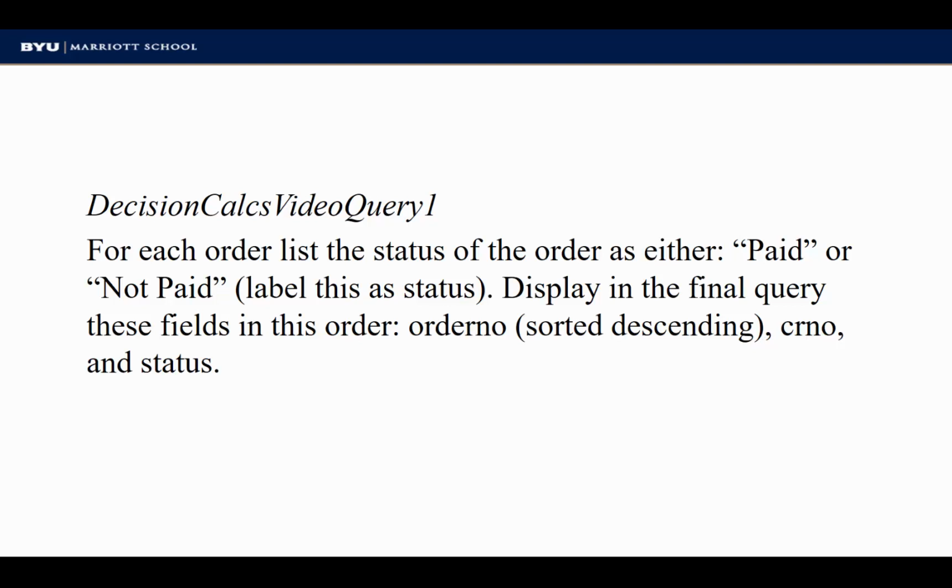For each order, list the status of the order as either paid or not paid. Label this as status, and then display in the final query those fields in this order: order number, the cash receipt number, and status. Now notice what we want the query to do is to make a decision. Has it been paid or not?